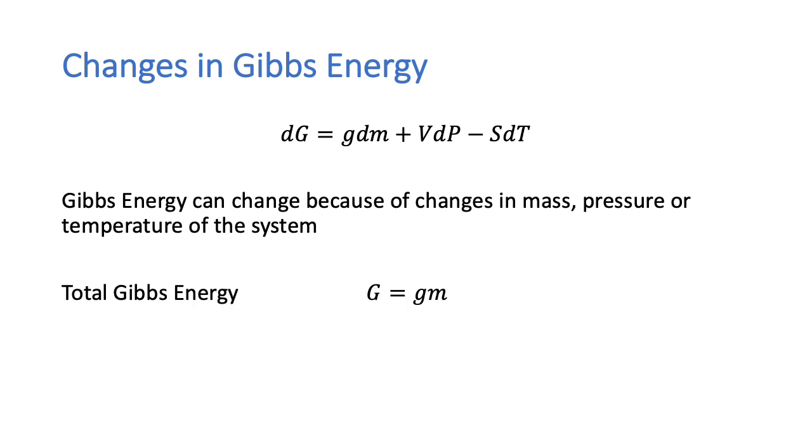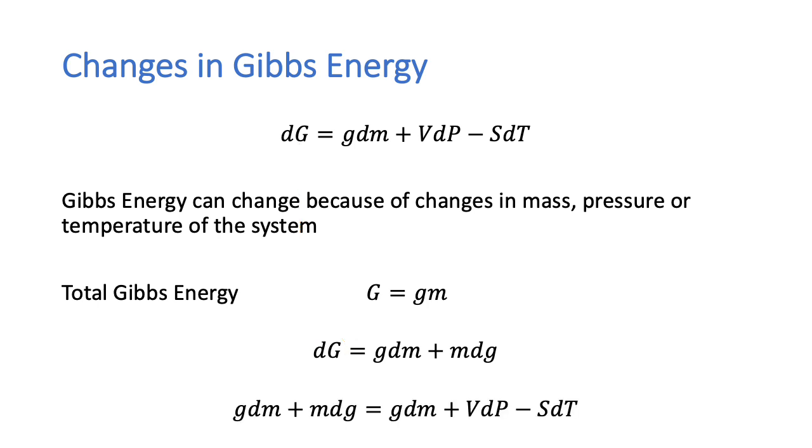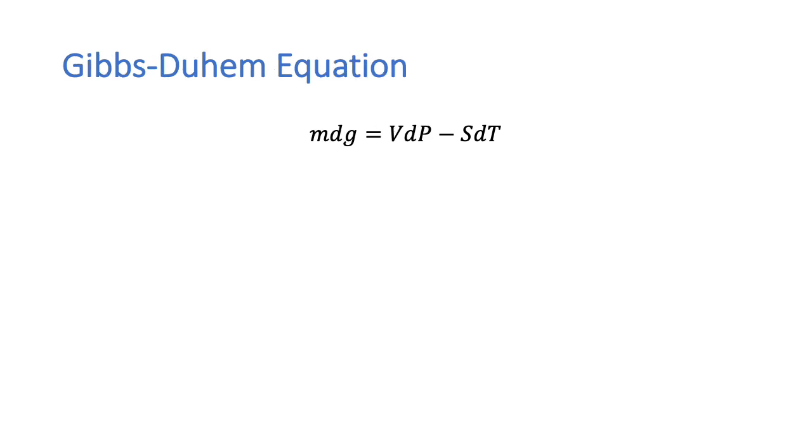The total Gibbs energy, G, is the product of the specific Gibbs energy, the lowercase g, times the mass of the system, m. So dG is equal to g dm plus m dg. If we equate this to the earlier equation that we had for dG, we get that g dm plus m dg is equal to g dm plus V dP minus S dT. g dm cancels out on both sides of that equation. We are left, therefore, with m dg is equal to V dP minus S dT.